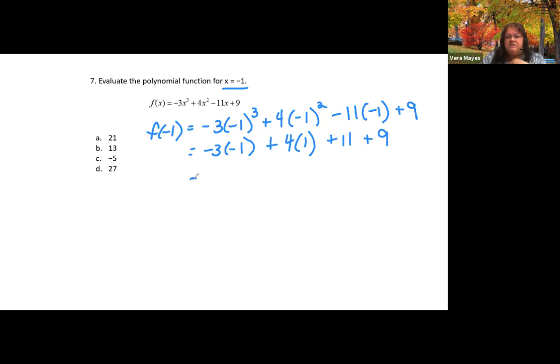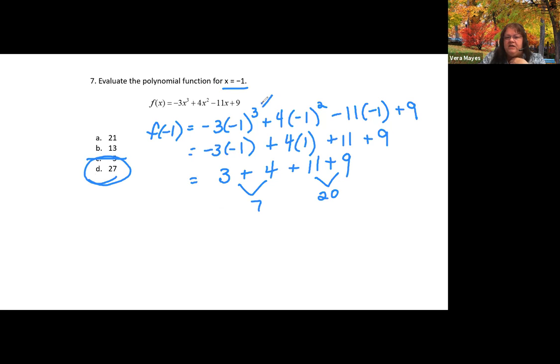Now let's do a little bit more cleanup because I still have some parentheses. -3 times -1 gives me a positive. 4 times 1 gives me a 4. Bring down the 11 and the 9. At this point, I can already see that these are all positive. I like to group if I'm not using my calculator. So 20, and so here's our solution.